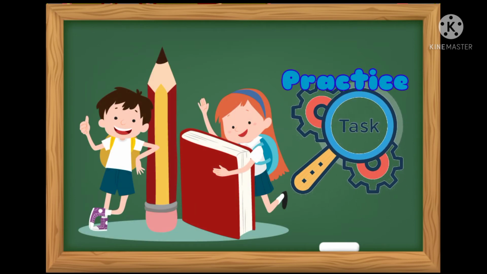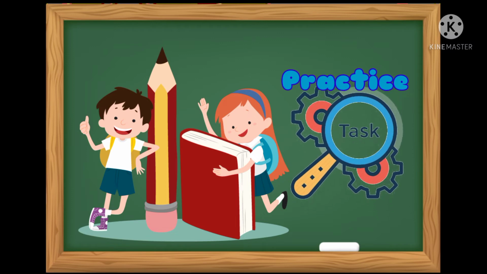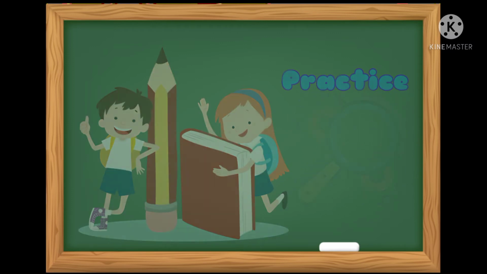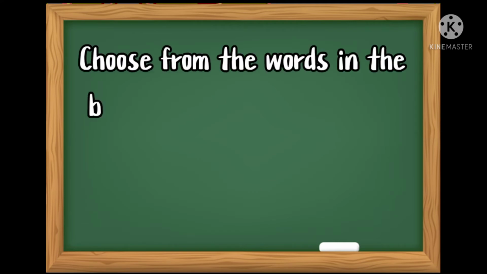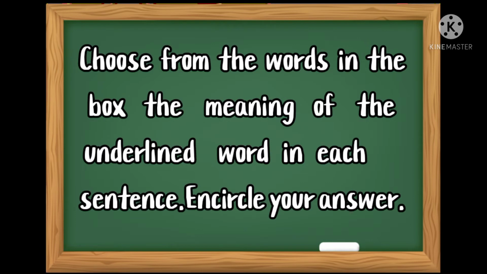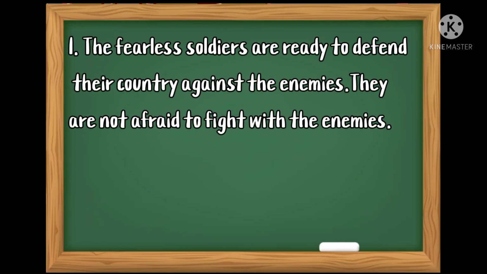Let us explore more about the use of context clues by answering practice tasks. Are you ready? Choose from the words in the box the meaning of the underlined word in each sentence. Encircle your answer. Again, you will be given 5 seconds to answer. Let's begin. Question number 1.